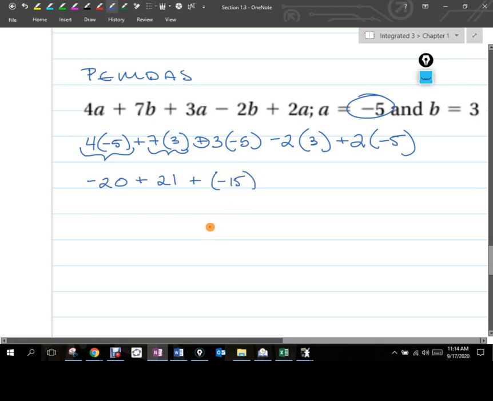Negative 15, right? Okay, and I like to put it in parentheses when it's negative, but you don't have to. And then it's going to be minus, so negative 2 times 3 is negative 6, and then minus 10, right?